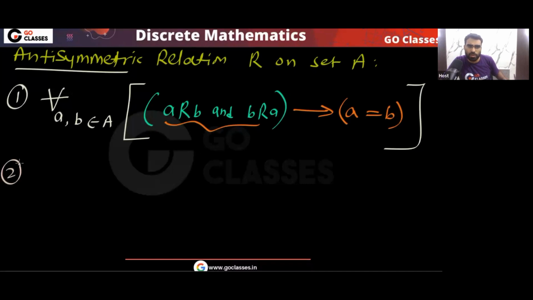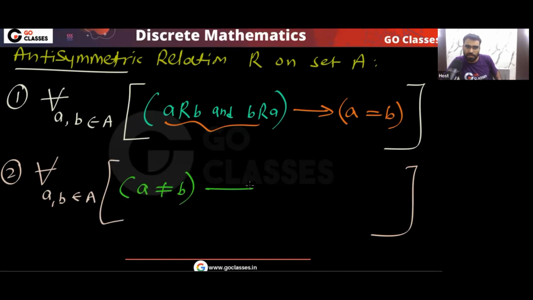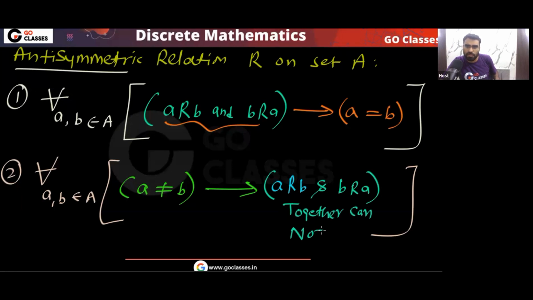Okay, this same thing I can also say like this: for all A, B, if A, B are different, then this cannot happen. Okay, yes or no? Then in this situation, I can say that A related to B and B related to A, this together cannot happen. This together cannot happen. Okay, so very simple. I hope you understood. Is this clear to everyone? Very simple, right? This together cannot happen.